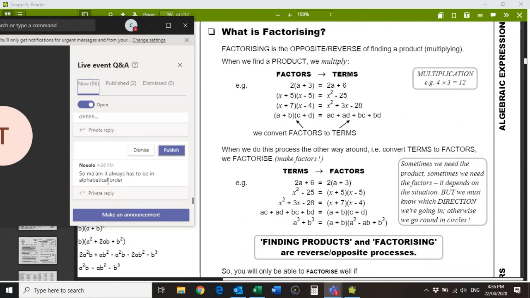Yes, Nuxolo, it always has to be in alphabetical order. Just quickly answering that question.